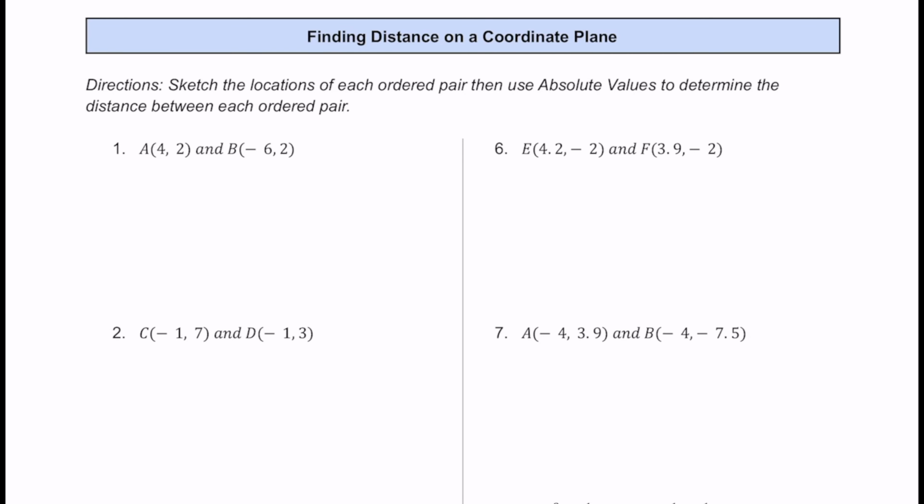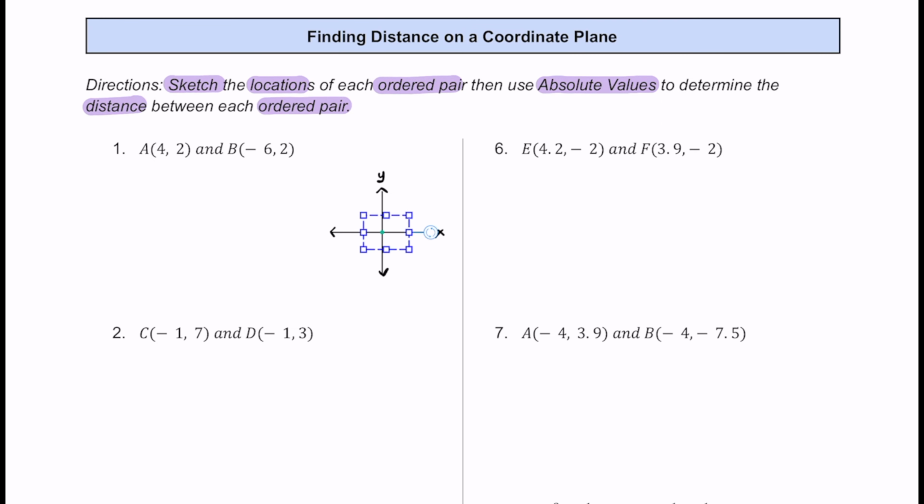Let's practice finding the distance between 2 points on a coordinate plane together. For each of these practice problems, let's sketch the locations of each of these ordered pairs, and then let's use absolute values to determine the distance between each of these ordered pairs.